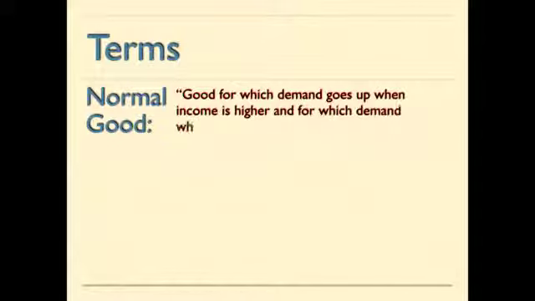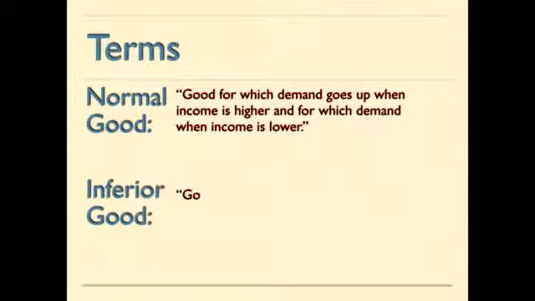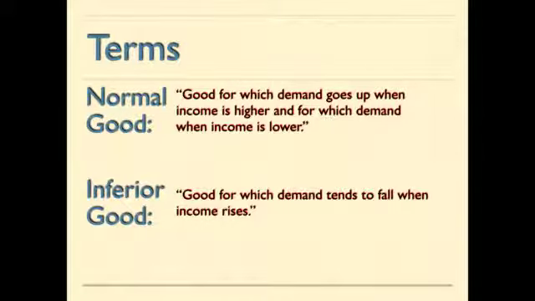A few other terms, we have to distinguish between normal and inferior goods. All right, a normal good is a good for which demand goes up when income is higher and for which demand decreases when income is lower. I oftentimes use the example of restaurant meals being a normal good. As people's incomes go up, they have a tendency to go out to eat more frequently. So it is considered a normal good because as income goes up, the demand for that particular product also goes up.